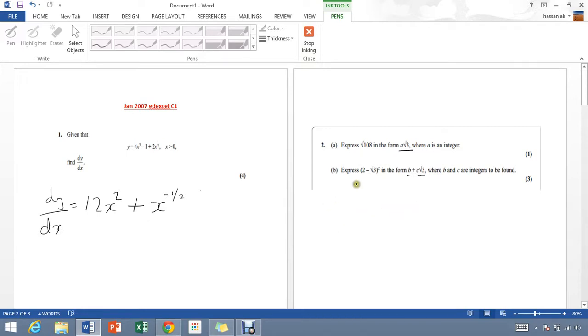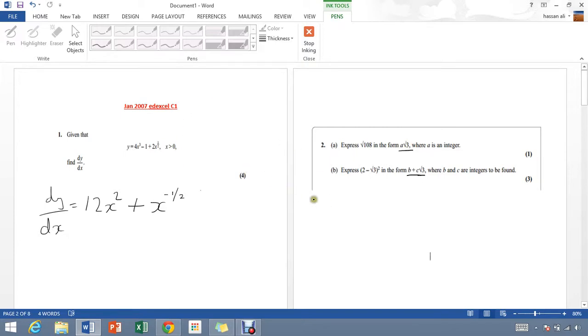Now number 2 is asking you to express root 108 in the form a root 3. This root 3 is a clue as to how you will go about solving this. If you look into surds, you need to find two numbers that multiply to give you root 108, bearing in mind that you'll have to eventually simplify it so you get a root 3.